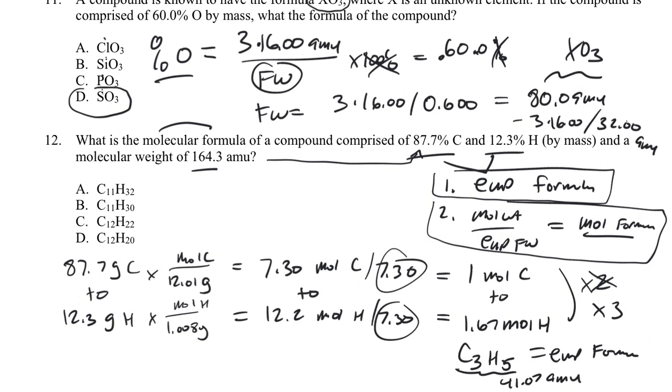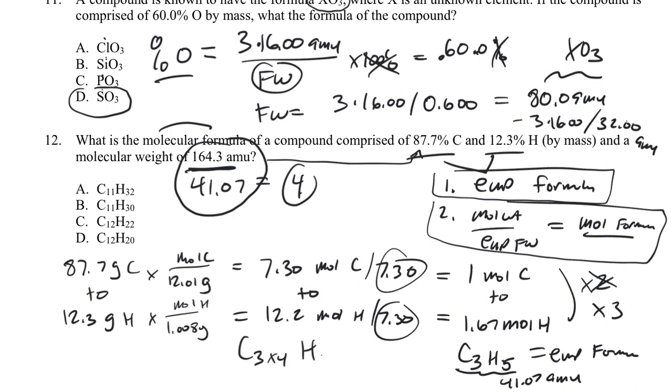Then I just look at the molecular weight of 164.3 and divide that by 41.07. This is equal to 4. So I have 4 units of the empirical formula in the molecular formula. So it's C3 times 4, H5 times 4. So that's C12H20.